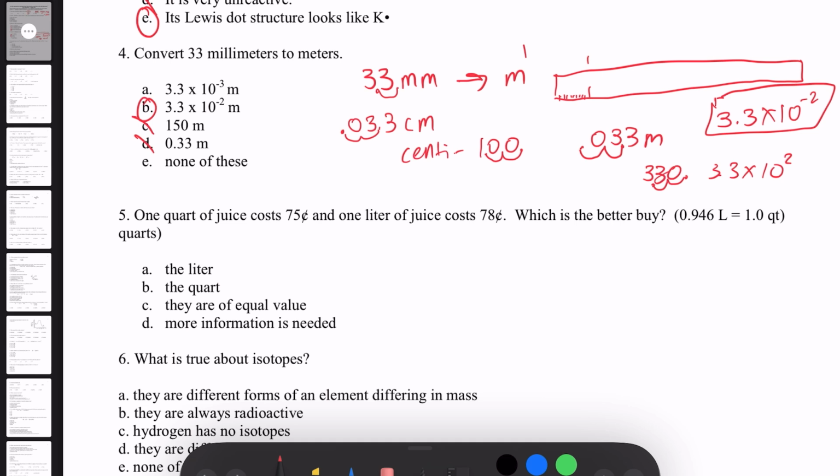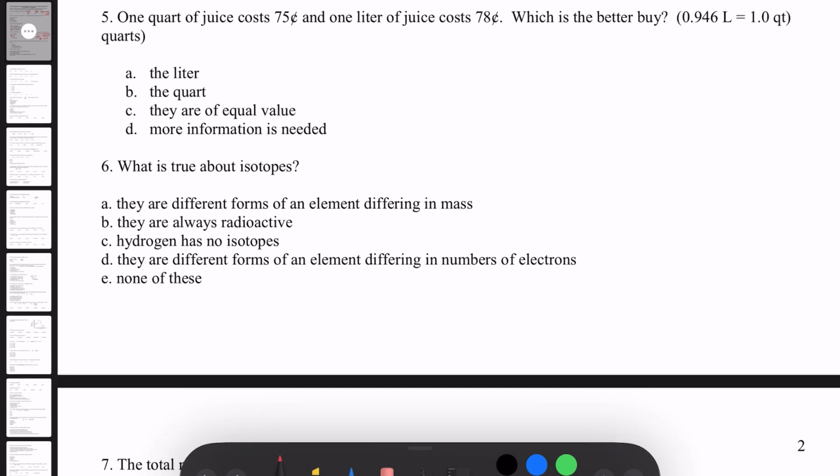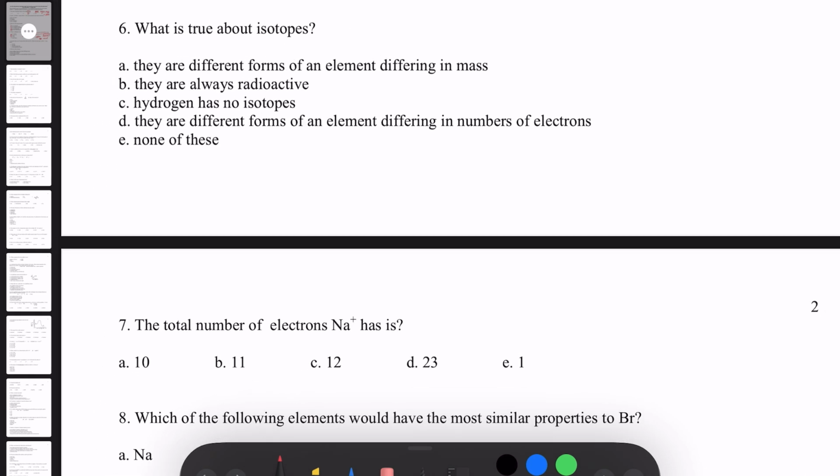Okay, we're going to skip this next one just because, again, this is conversions and it's a longer video. Okay, what is true about isotopes? We went over isotopes earlier on in this video, and we can answer it based on what I told you earlier. There are different forms of an element differing in mass. This sounds like what I said, so let's just put that right there.